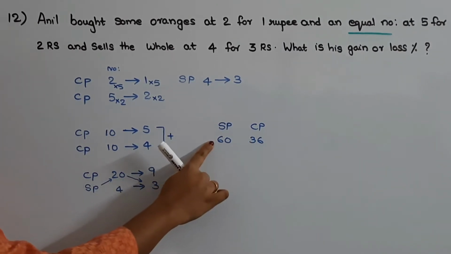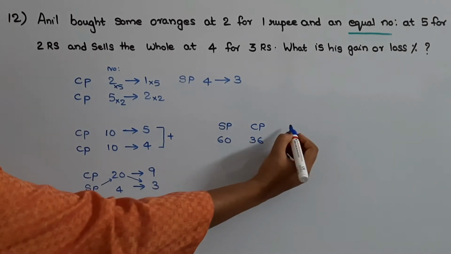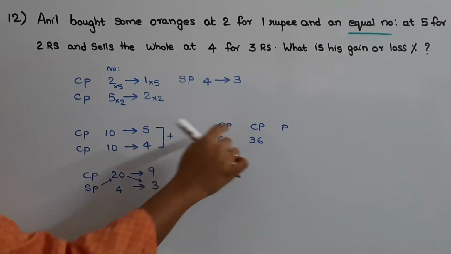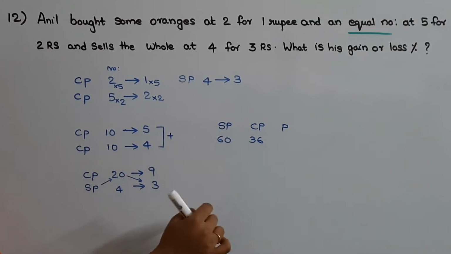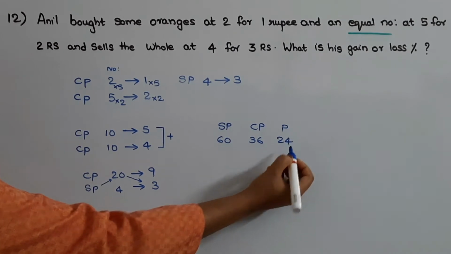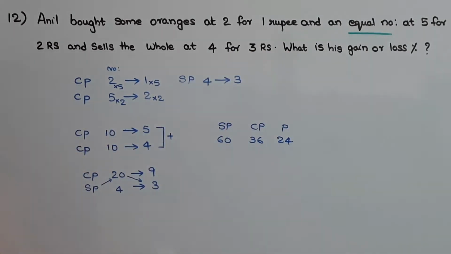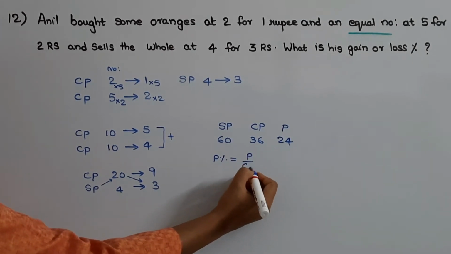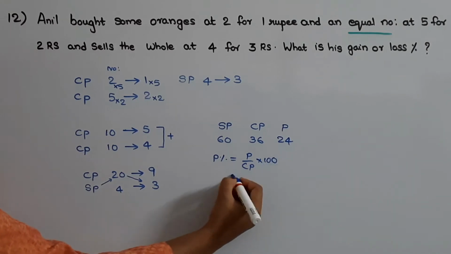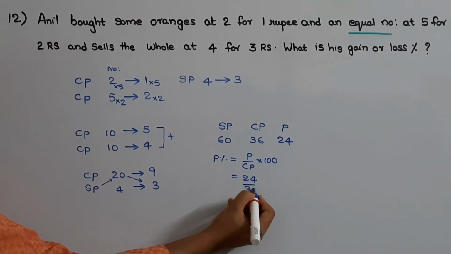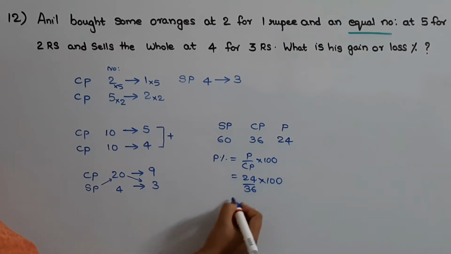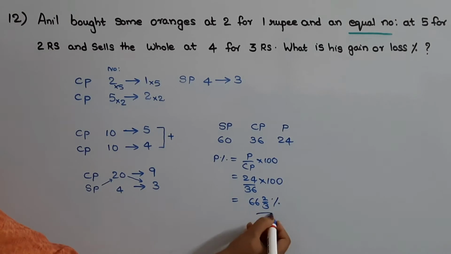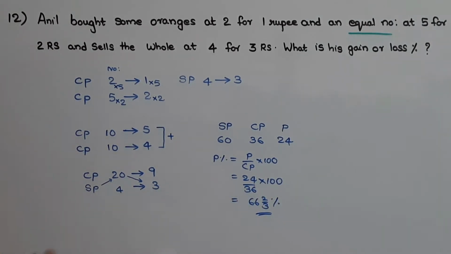So here selling price is greater than cost price, so the person will be having profit. And that profit will be equal to selling price minus cost price, that is 60 minus 36, that will be equal to 24. We need to find out the profit percentage. Profit percentage is equal to profit by cost price into 100, that is 24 by 36 into 100. So on solving this you will get the answer as 66 2 by 3 percentage. So the profit percentage is this.